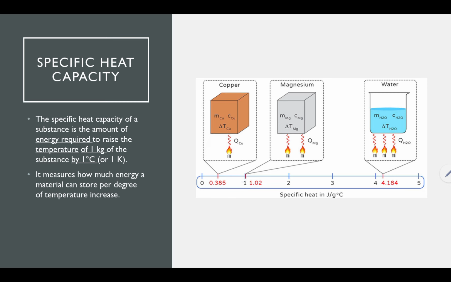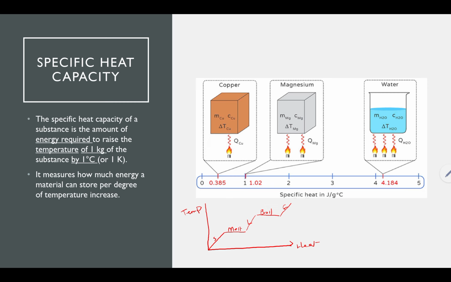Remember the graph we were talking about, the heating curve, and we said that this is solid and then melting, liquid, and then boiling, and then gas. Solid, liquid, gas, melting, and boiling. And we said this is temperature, and this is heat.